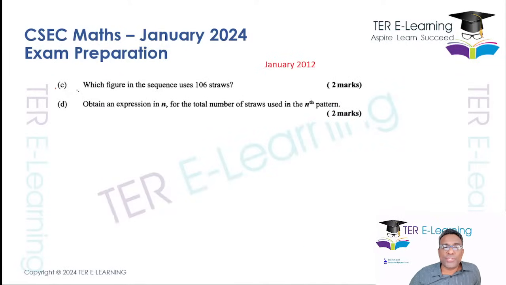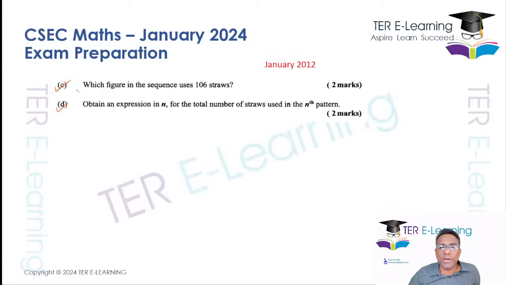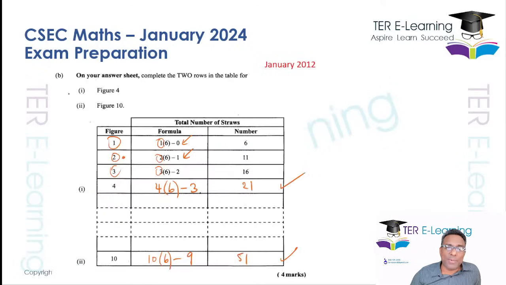Now, they said which figure in the sequence uses 106 straws. See what's happening here. And then they want us to obtain an expression for n. So in questions like these, I tend to work out the pattern first before doing anything else. If we go back to the diagram here, let's say we had a figure n. The formula for the number of straws will be n multiplied by 6 minus n minus 1. That's what the formula is going to look like.